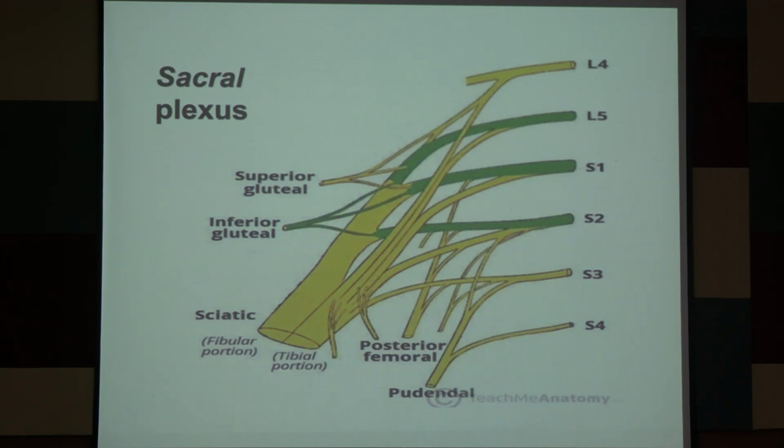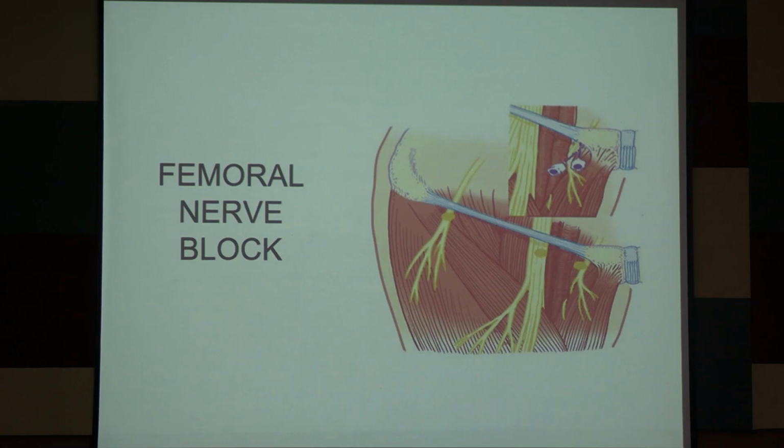So blocking the sciatic nerve is really difficult because you need to be very specific in your needle position. If you are not specific or in the correct place, then adequate analgesia will not be provided. The patient will be complaining of pain. So from the lumbar plexus, the femoral nerve arises, and from the sacral plexus, the sciatic nerve arises.